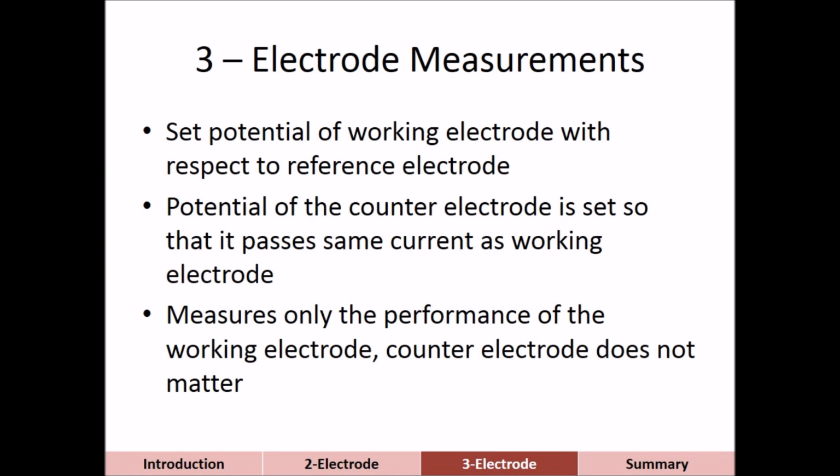So in a 3-electrode cell, the potential of the working electrode is set with respect to that of a reference electrode. The potential of the counter electrode is set so that it passes the same current as the working electrode. So this allows us to measure the performance of the working electrode in isolation.